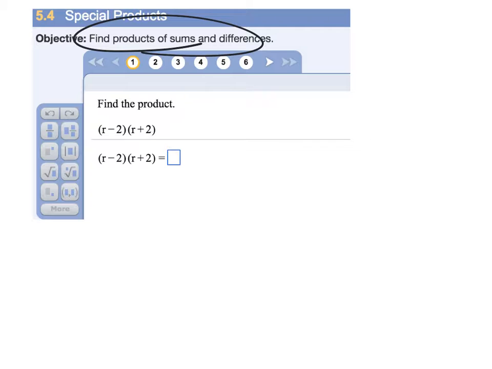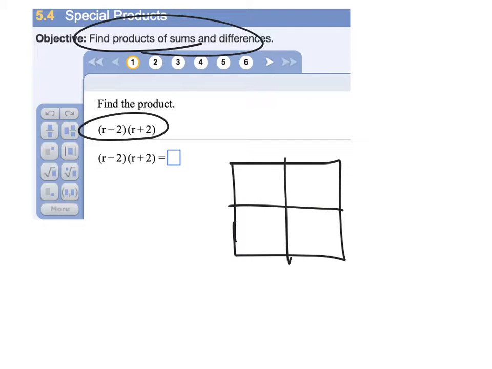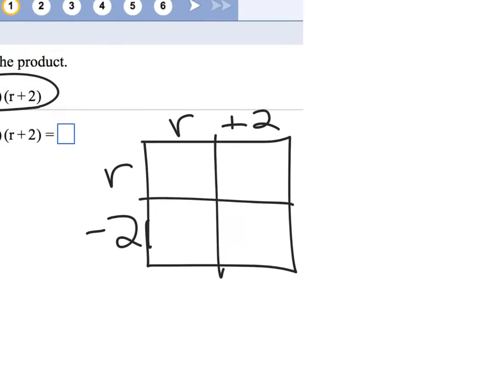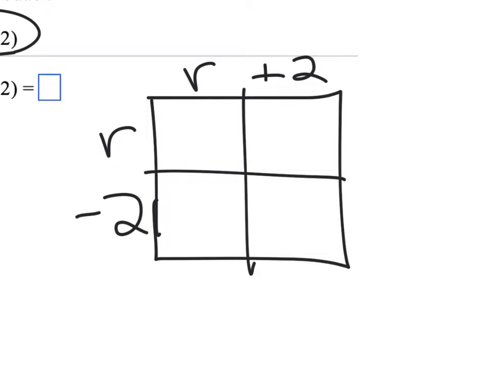So we're going to use my special area method. We're going to make it a 2x2 box, and we're going to do r minus 2 and r plus 2, just like that. And I can zoom in if we want. So r times r, there's our r squared. Over here, r times positive 2 gives us positive 2r. Then right here, negative 2 times r gives us negative 2r. And lastly, right here, it's negative 2 times positive 2, so that gives us negative 4.